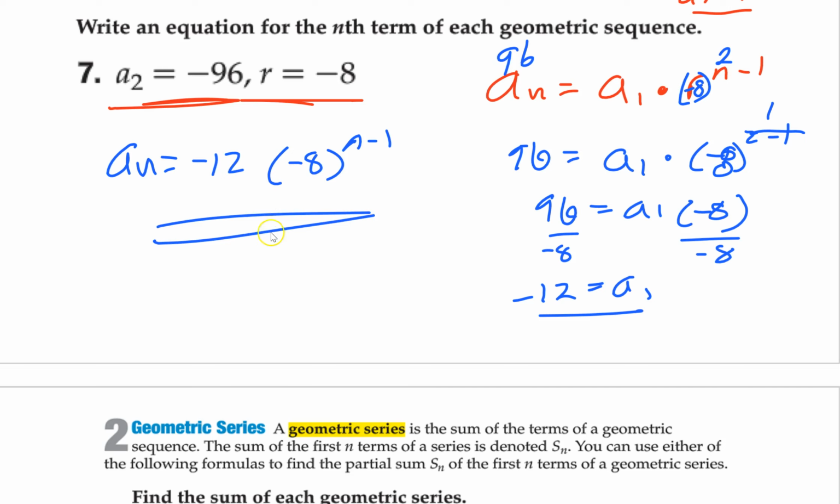So there we go. Another way to do the problem, by the way, is if I know A2 is negative 96 and my R is negative 8, if I want to find A3, you can just multiply by negative 8. And likewise, if you want to find A1, you can just divide by negative 8, and you get negative 12. So this is another way. If you're close to the numbers you need and you have the R, you just use the R to go up and down.